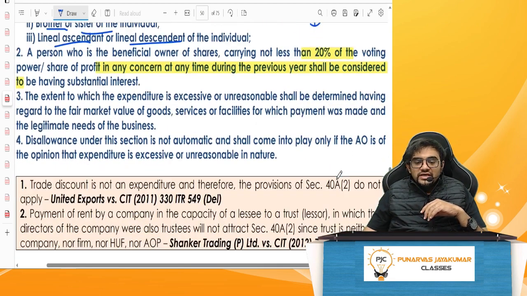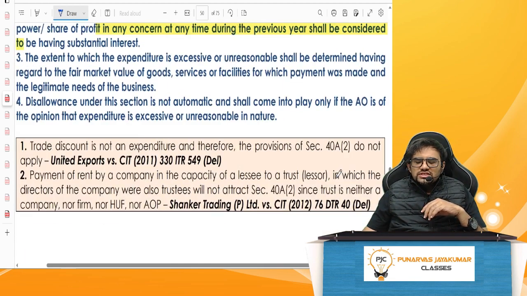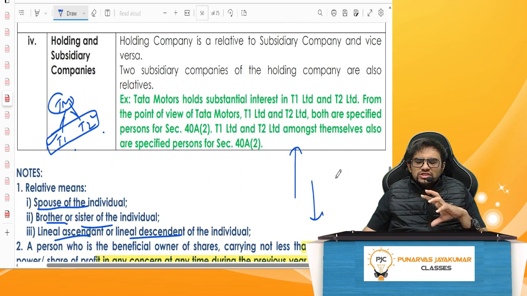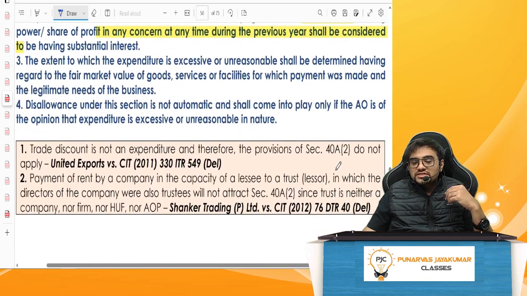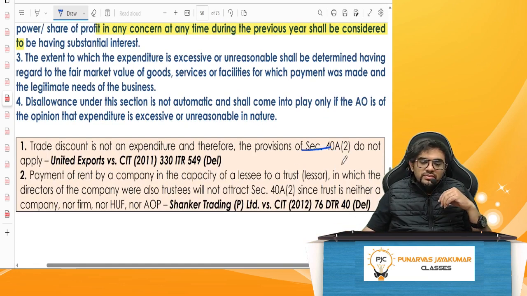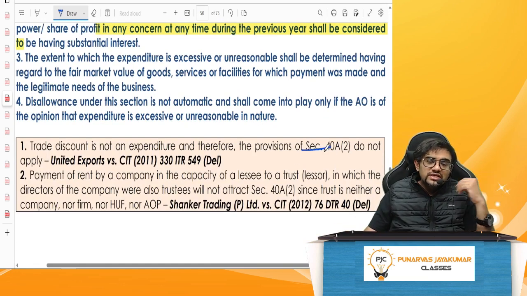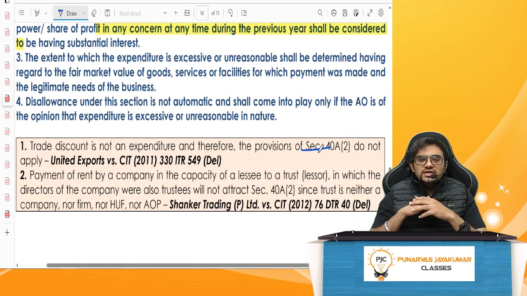So this is 40A(2), my dear friends. This is generally applicable to actual expenditure. But when a trade discount is given by a holding company to a subsidiary company, right? Trade discount is not recorded in the books. So if the sale price is 100 and trade discount is 20, I will record only 80, right? That is a sale. Or any expenditure is granted and any trade discount is given, etc. Then the provisions of 40A(2) will not apply because trade discount is a discount that is given from the sales. So 100 minus 20. That 20 cannot be considered as an expenditure. This is United Exports versus Commissioner of Income Tax, Delhi High Court decision.